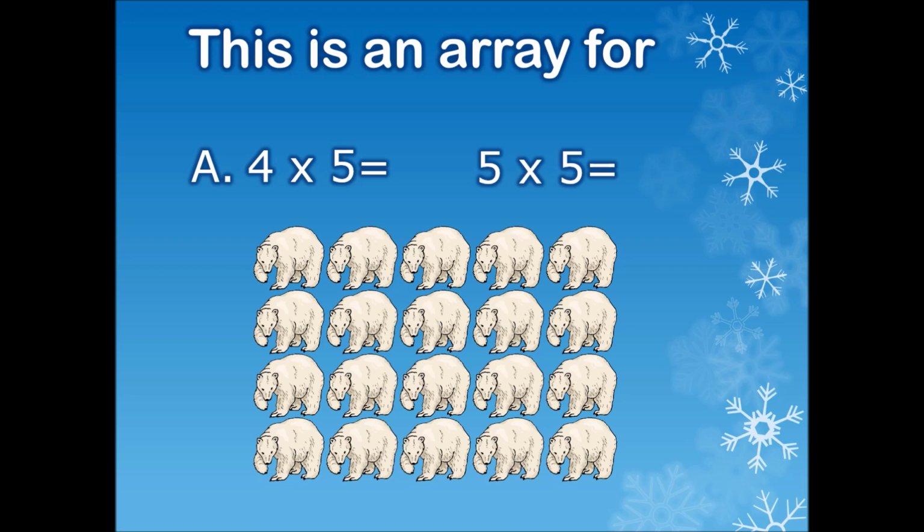This is an array for, is it an array for 4 times 5 or 5 times 5? To find this out, let's count. How many rows do we have? Rows go left to right. We have 1, 2, 3, 4 rows. How many columns do we have? Remember, columns go up and down. 1, 2, 3, 4, 5.